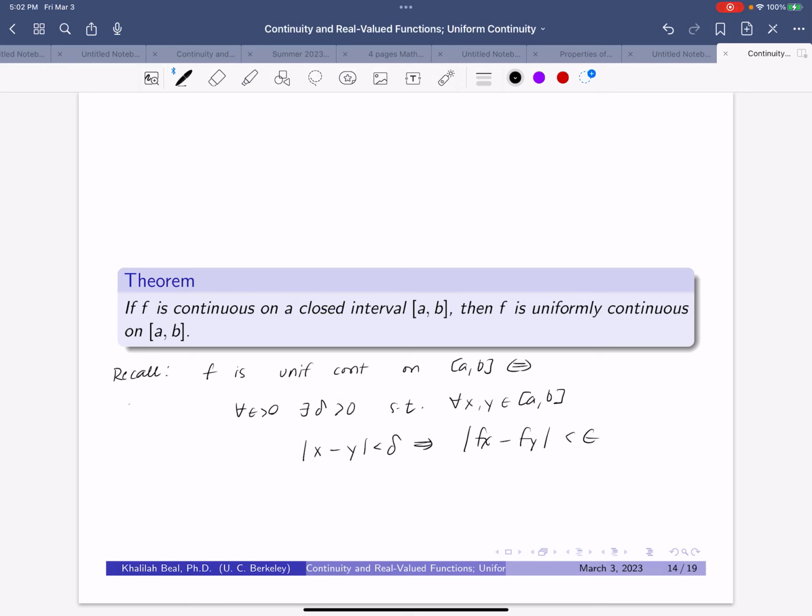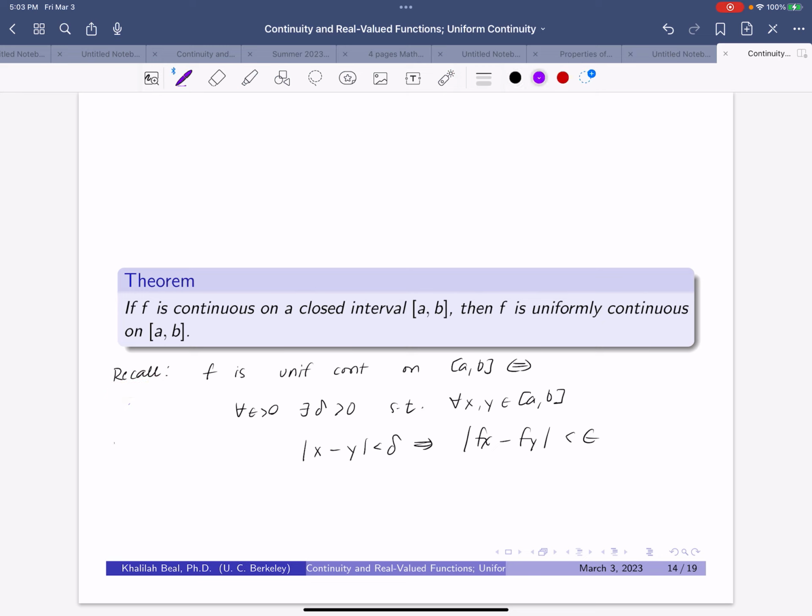Okay, so let's prove this theorem. This theorem says that if f is continuous on a closed interval, then it's actually uniformly continuous on that closed interval. And so just to start off, our goal is going to be to prove that f is uniformly continuous on AB. So what does that mean in terms of the definition?